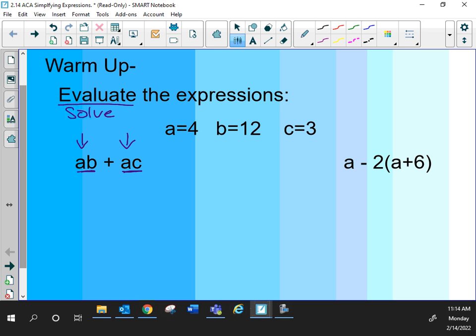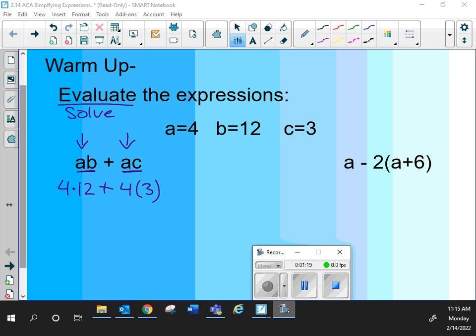So when you substitute it in, I'll do this first one so that you don't forget. A is 4 and B is 12. So I'm going to do 4 times 12. You can also put one of them in parentheses, plus A times C, so 4 times 3. Okay? So either way you want to write it, substitute, and then solve. I'll give y'all a few minutes. Pause and play when you're ready.